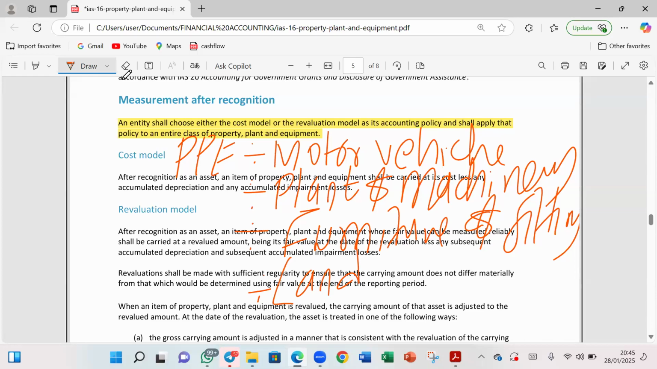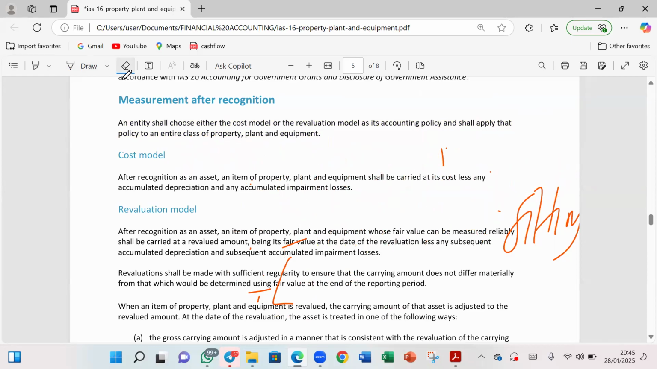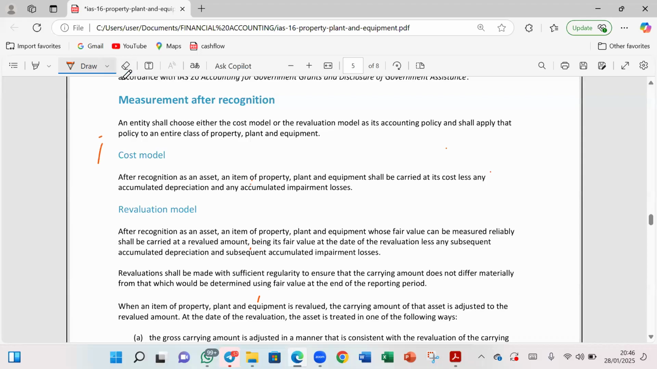So now, when we say that all these items shall use the same accounting policy, we shall be applying the same method of depreciation. We are saying all these items we shall apply the same accounting policy when calculating the value of the PPE for that item. Is that one okay? I think that one is fine. Now we have two methods. After recognition, we can have two methods for measuring PPE. One is the cost model, and the second is the revaluation model.